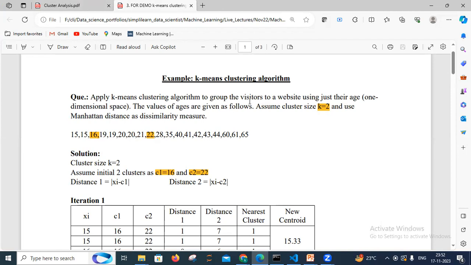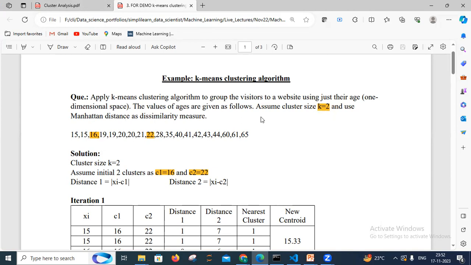We have to group the visitors, meaning how many visitors are active on the website as per their age. The age is the key point, and we have to make the clusters. The values of age are given as follows: 15, 16, 19. And assume the cluster size K is 2, meaning two clusters we have to create.